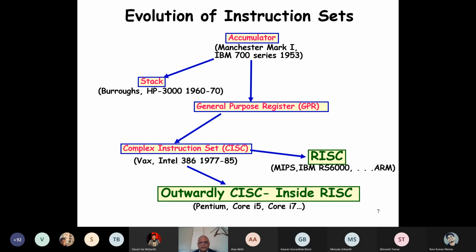In 1980s, the CISC or the complex instruction set architecture, they came about. Here, large number of instructions with various addressing modes, about 1,000 opcodes in this CISC architecture, and about 3 or 4 dozens of addressing modes.